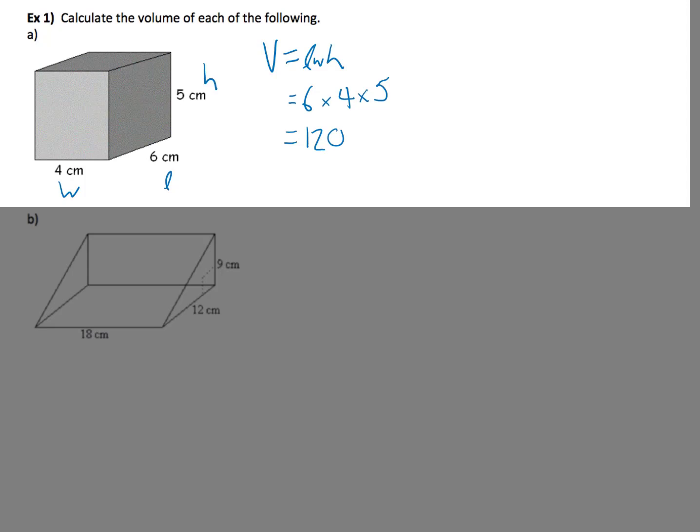And now our units are centimeters cubed. That's what that little 3 is up top. Now, when you enter this in a Google form, I can't really make you guys do that. So if you just leave it as 120 or 120 centimeters, that's fine.